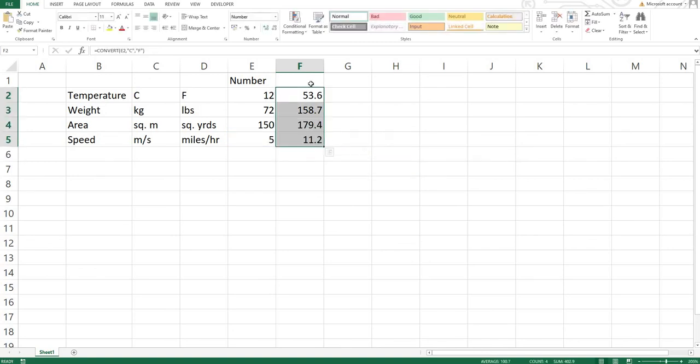So here you see the magic of this function, wherein I did not Google any conversion factor for degree centigrade to degree Fahrenheit, and I got all my answers.